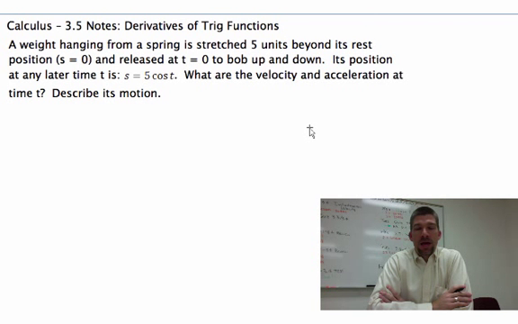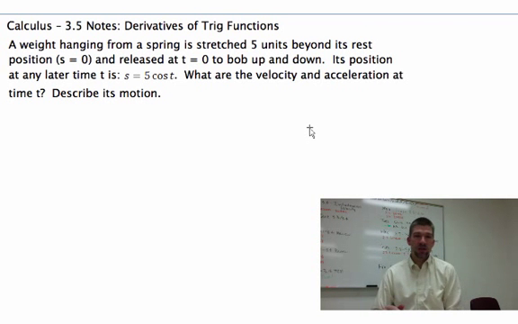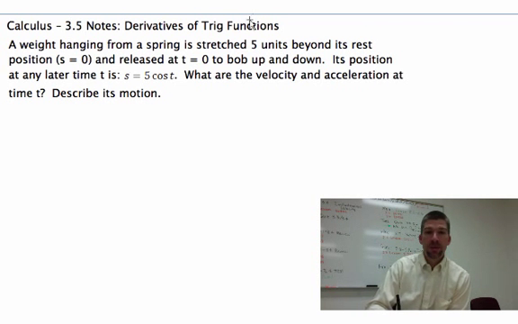Okay, here we've got the classic hanging spring problem. So a weight hanging from a spring is stretched 5 units beyond its rest position and released to bob up and down. Its position at any time t is s equals 5 cosine t. What are the velocity and acceleration at time t? Describe its motion. So they're telling us the position is the s. So we just take from that s, our position, s equals 5 cosine t.